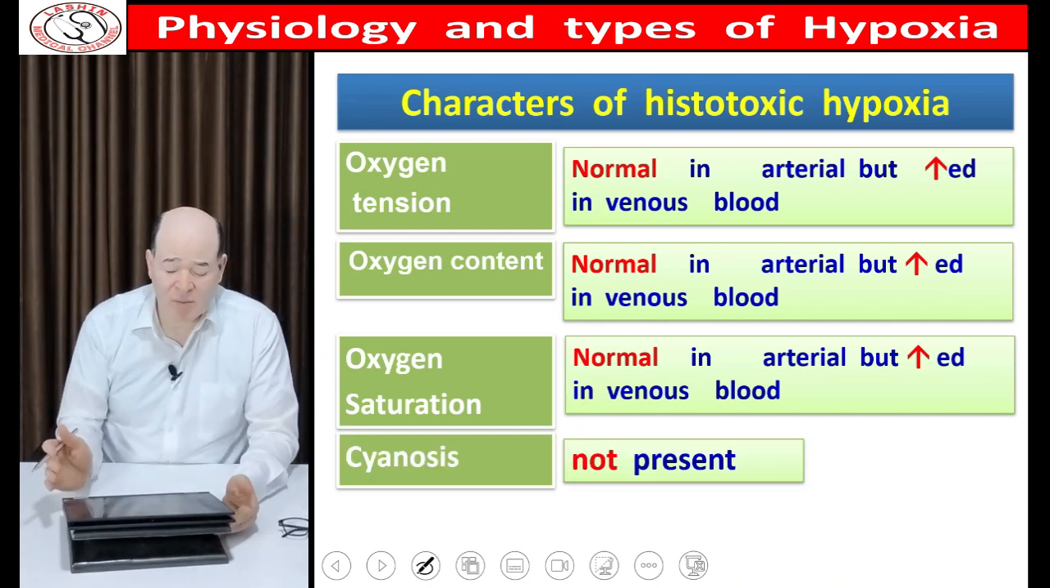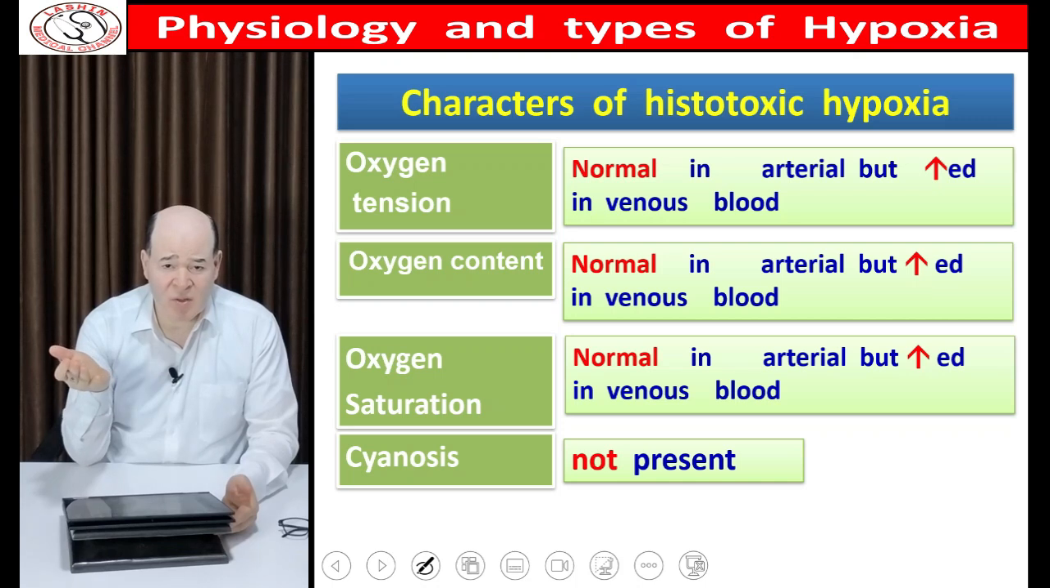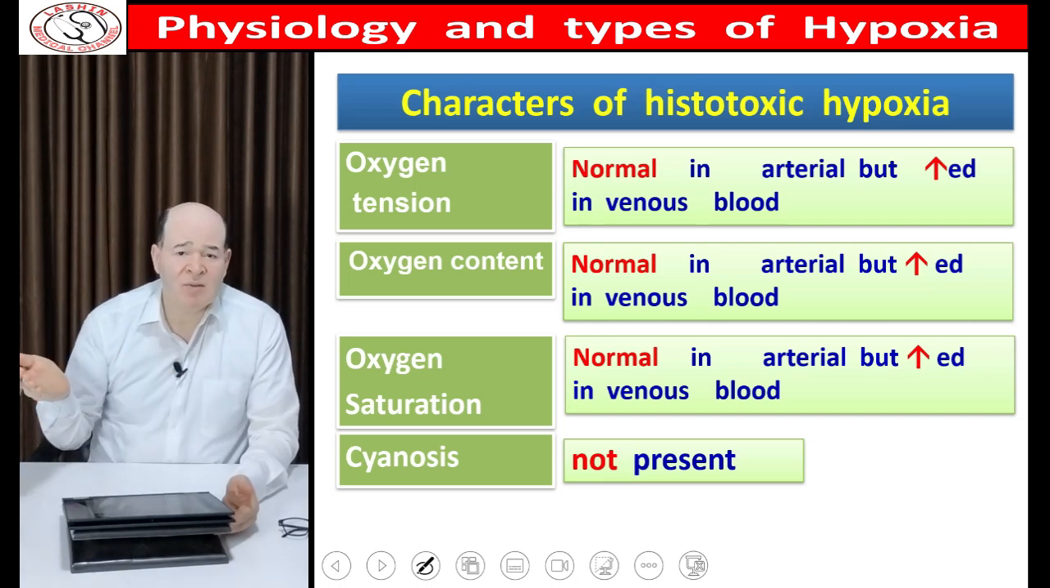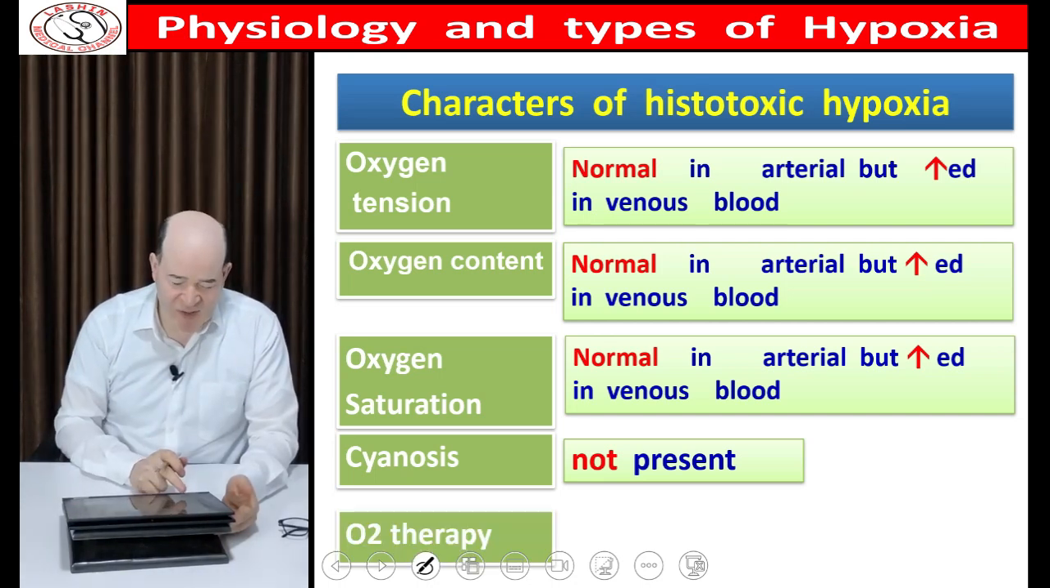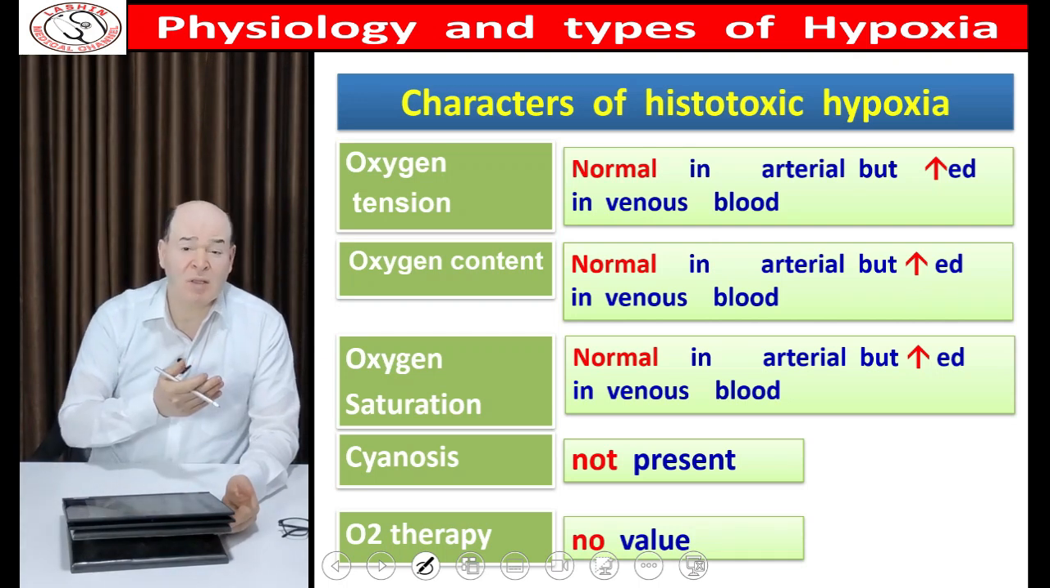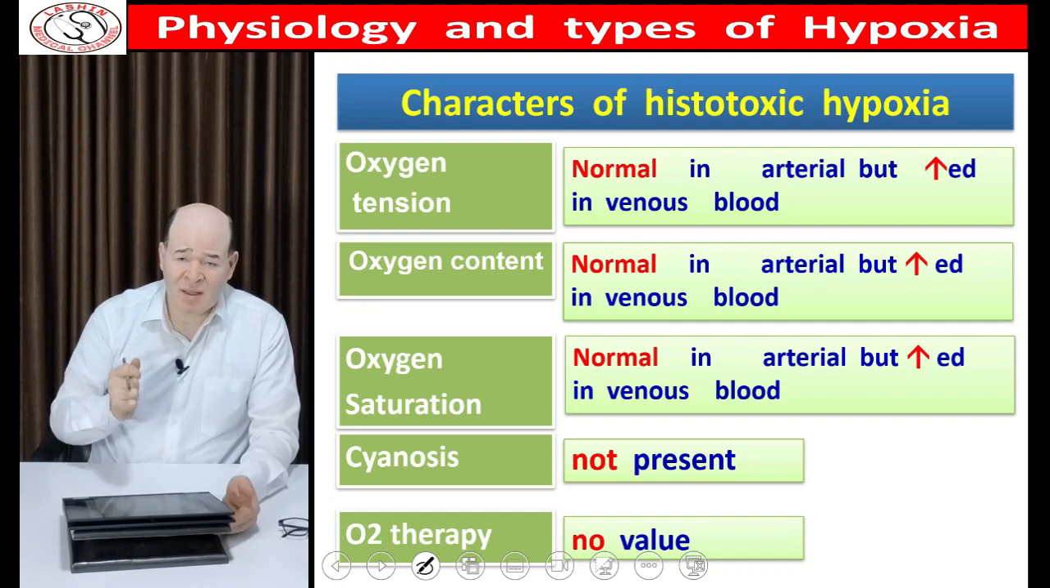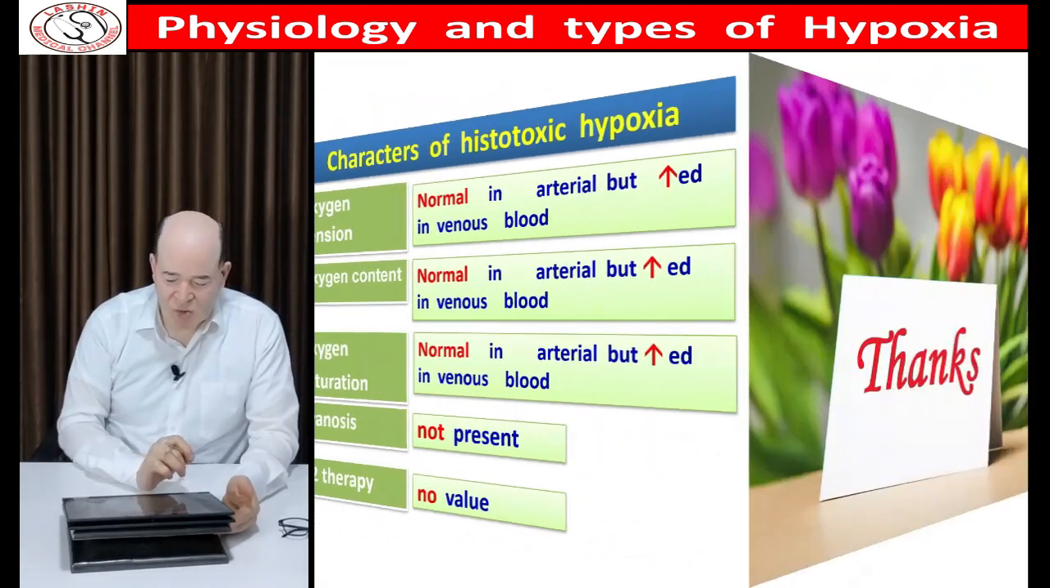Cyanosis is not present because persons with histotoxic hypoxia are further than normal persons from cyanosis because they don't consume oxygen at all. Oxygen therapy is of no value. The problem is not oxygen at all. He has so much oxygen. The problem is the enzymes that are intoxicated.